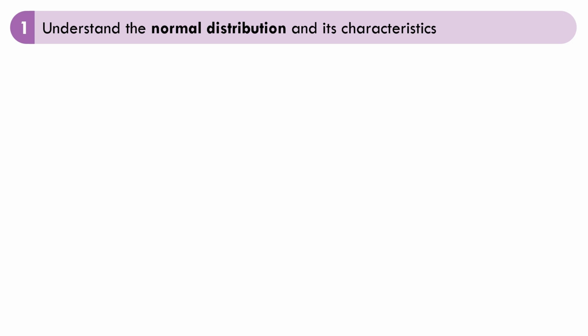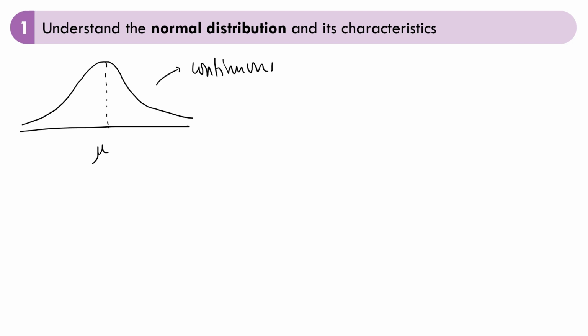So, first of all, what is the normal distribution? Well, the normal distribution is a continuous distribution, and it looks something like this. And this type of curve is called a bell curve, and it's centered around a mean, which we call mu. And this is a continuous distribution because values can take any value in a given range.